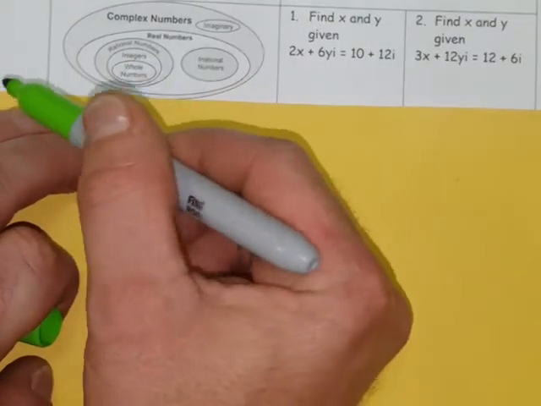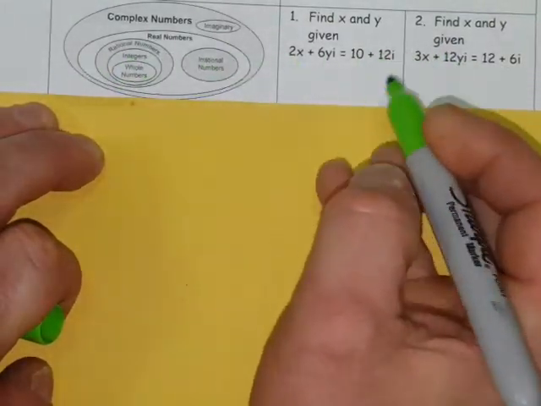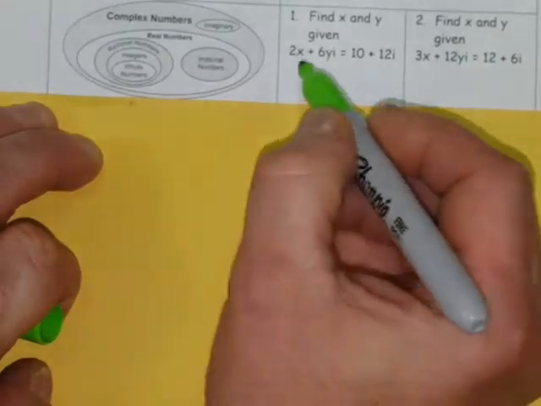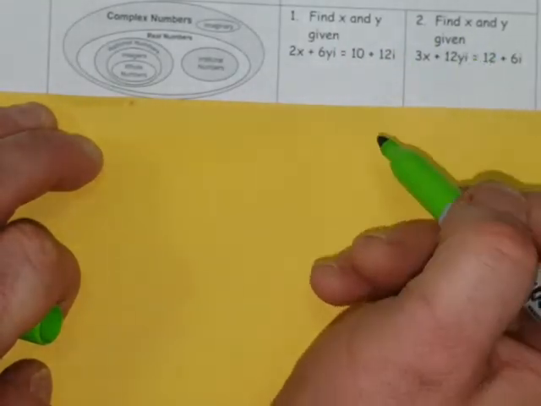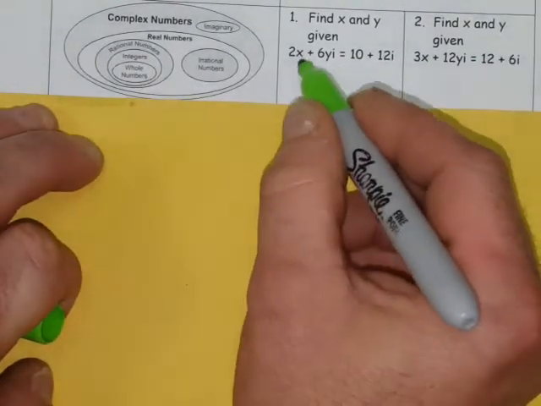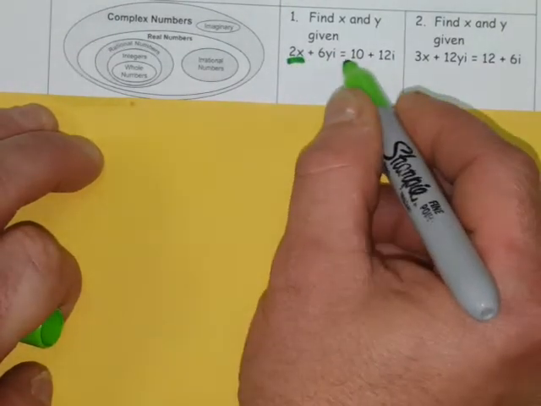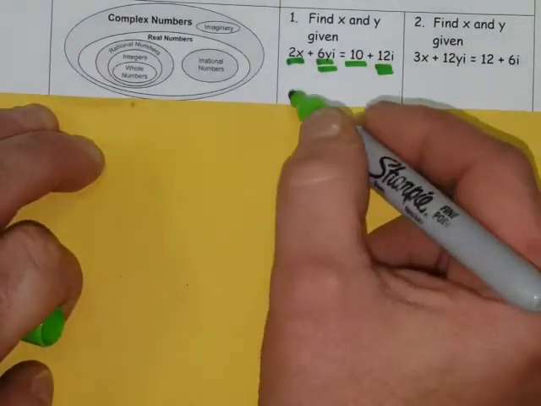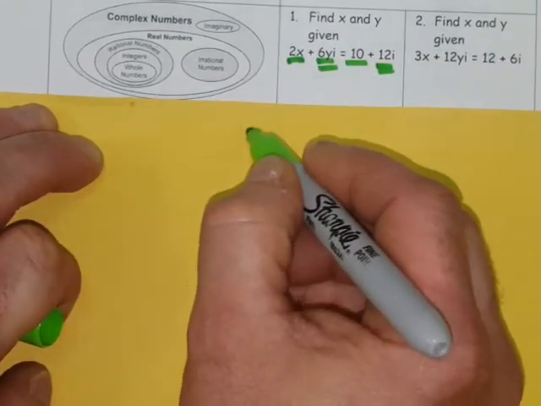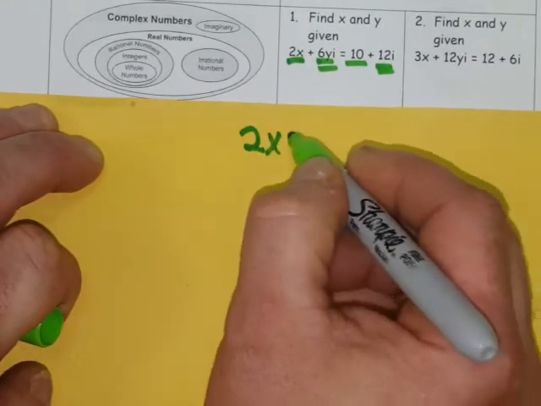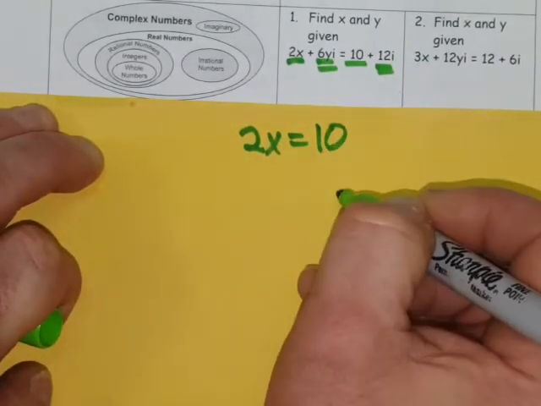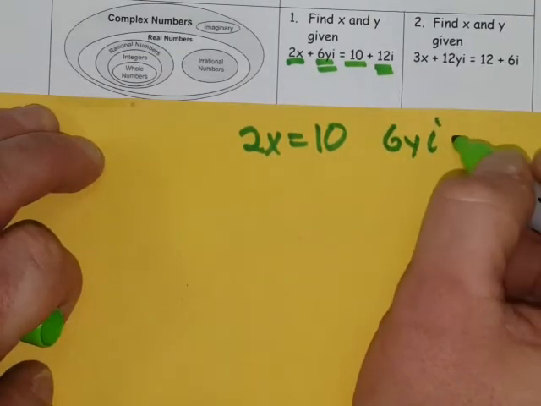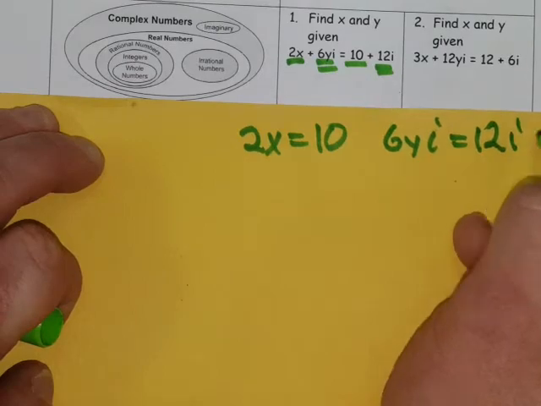Okay, so we started off our unit with complex numbers, and one thing we had to do with complex numbers was solve equations involving complex numbers. So 1 and 2 on our review, same thing. We have a real part and an imaginary part on each side of this equal sign. When we solve this, all we have to do is set the real part on the left equal to the real part on the right, and the imaginary part on the left equal to the imaginary part on the right.